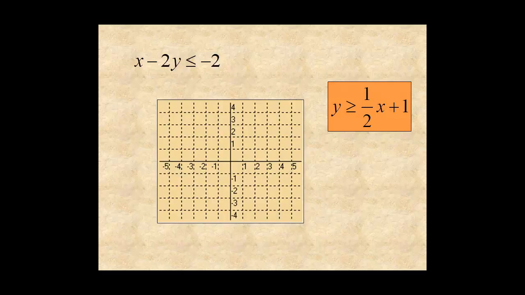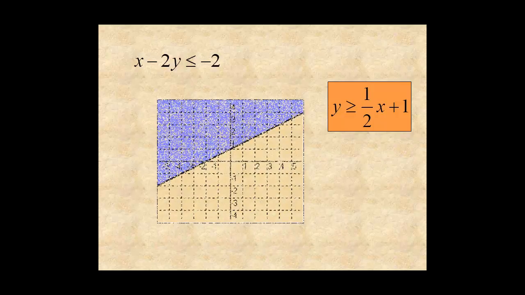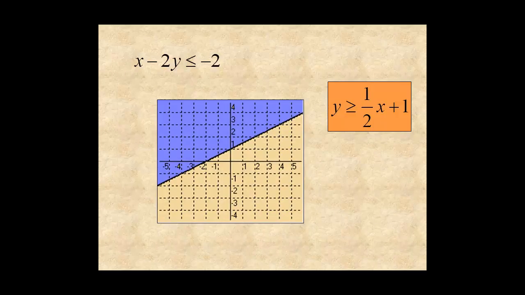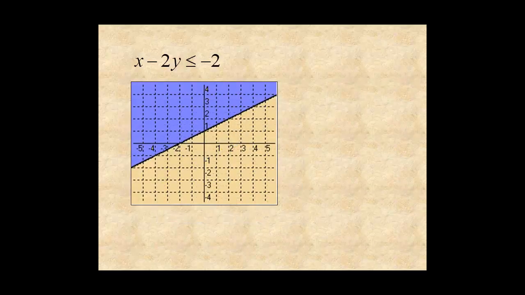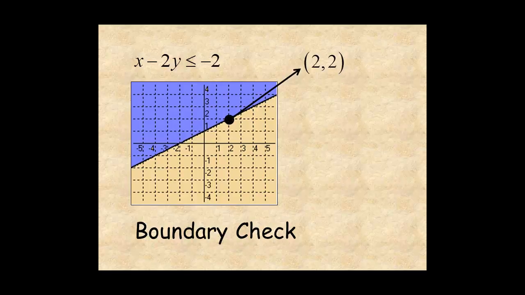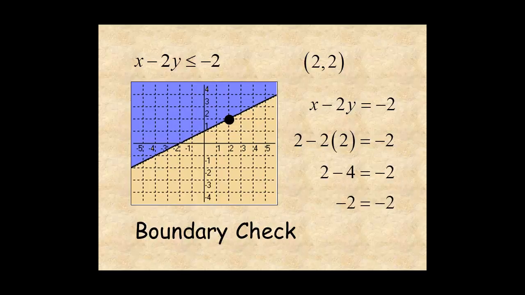Next, graph the boundary line y equals 1/2 x plus 1. Then, since the inequality is greater than, shade above the line. Now do a boundary check. This verifies you have correctly graphed the boundary line. Select a point on the line like (2, 2). Change the inequality to an equation and substitute x equals 2 and y equals 2. Simplify the expression, and you can see the boundary check.